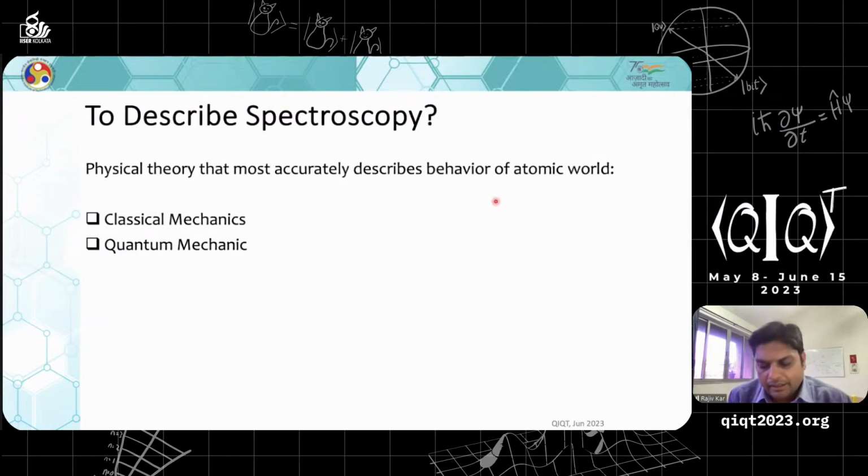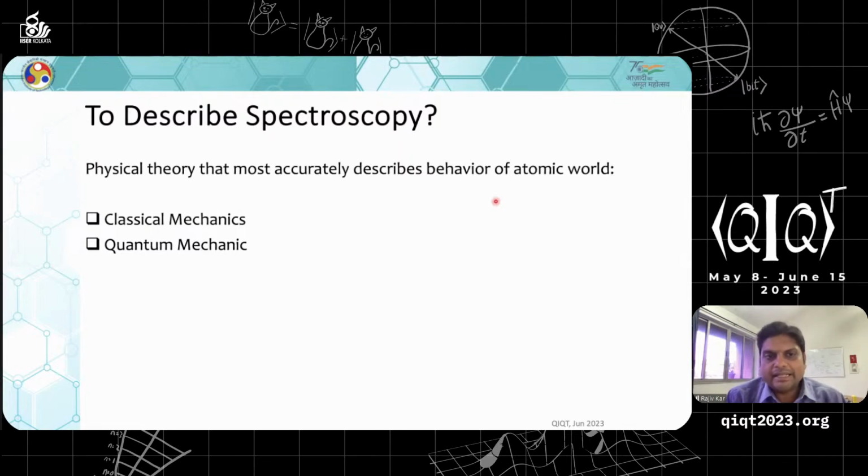So now, once we are done with the basics of molecular modeling, the next principle is to use the spectroscopic methods. In order to explain the spectroscopic phenomena, basically we can use either classical mechanics or quantum mechanics.